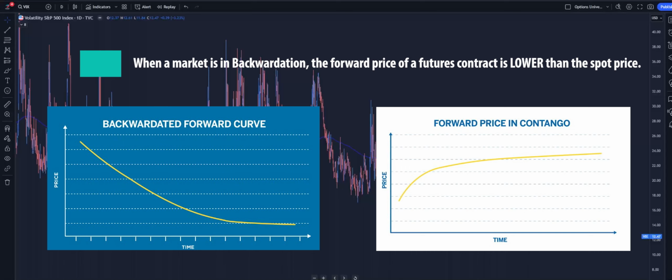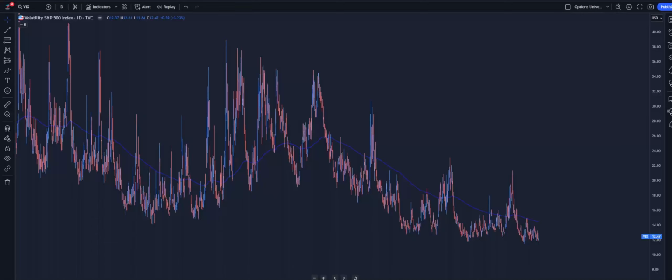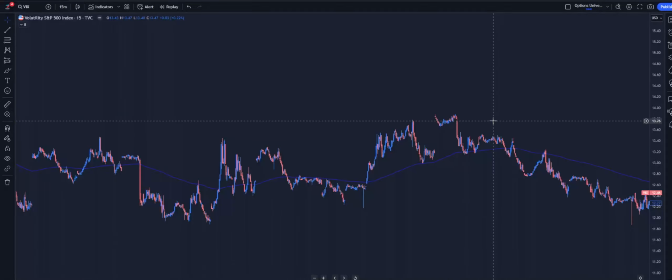Usually you experience a lot of periods of backwardation during periods of elevated volatility and tumultuous times in the market. For instance, a great example would have been the 2020 market crash of coronavirus, where we saw incredibly high levels in the VIX and put the market into backwardation. But that's the VIX in a nutshell. I hope this has helped you and answered a lot of different questions.